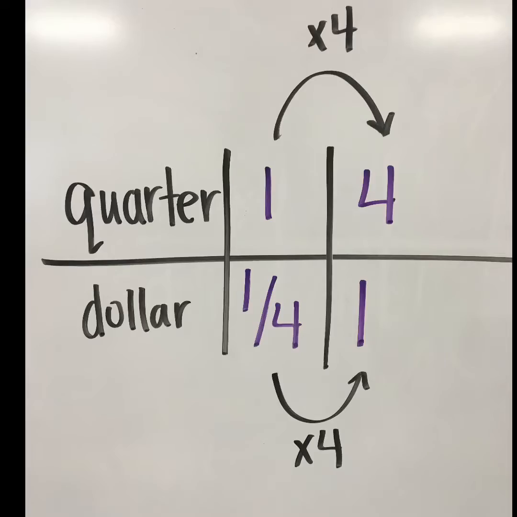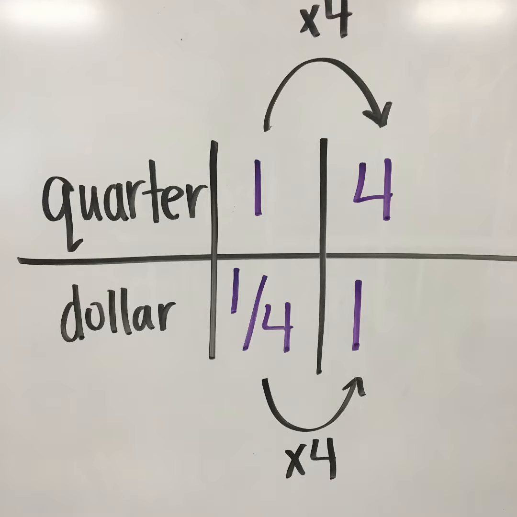So the goal is to figure out how many quarters there are in $4. So I need to get 1/4 all the way to the number 4. How are we going to do that? That's right. We're going to multiply 1/4 times 4, because 4/4 is 1 whole. And in this case, 4/4 is a dollar. We're also going to multiply the number of quarters by 4, which in effect is going to tell us that 4 quarters make a dollar, which we probably already all knew.